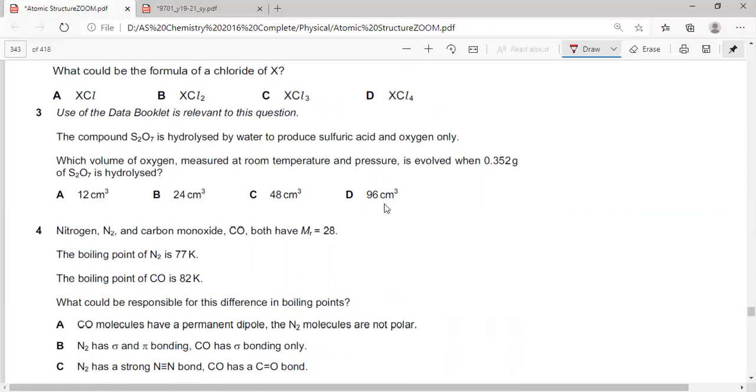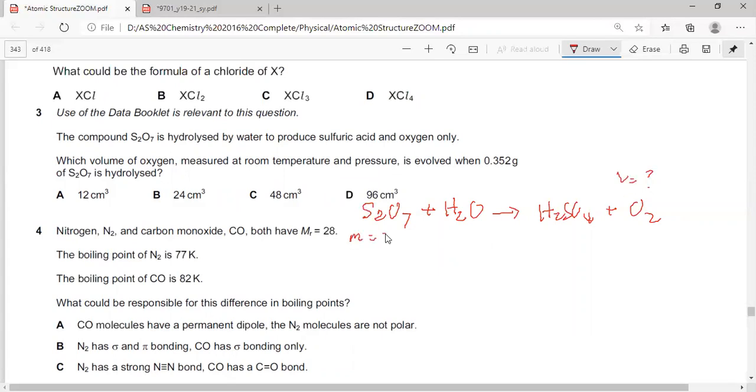Okay, number 3, the compound S2O7. You haven't even heard of it. Okay, it's hydrolyzed in water. It means S2O7 plus water. Water becomes a reagent, friend. You learn this later. To give you sulfuric acid, H2SO4, plus what? Oxygen only. Two things, right? Which volume of oxygen measured at room temperature and pressure is evolved? What is the volume given out, when the mass given is 0.352 grams?